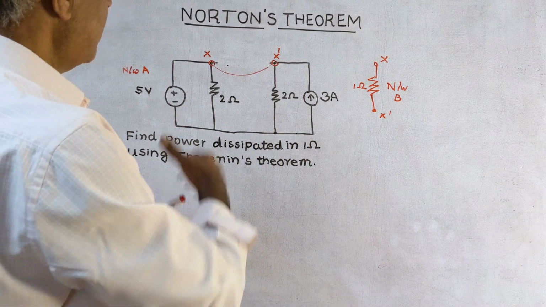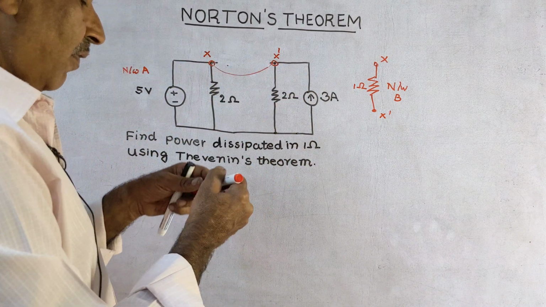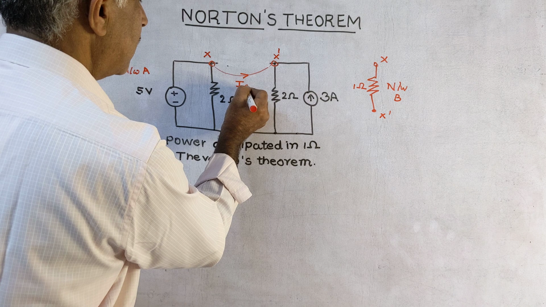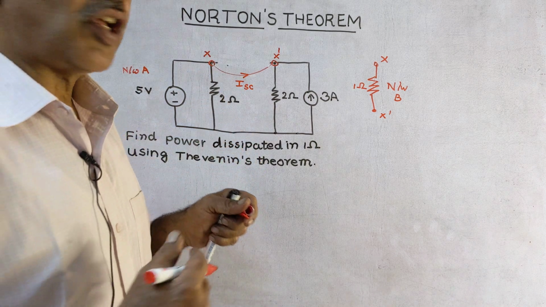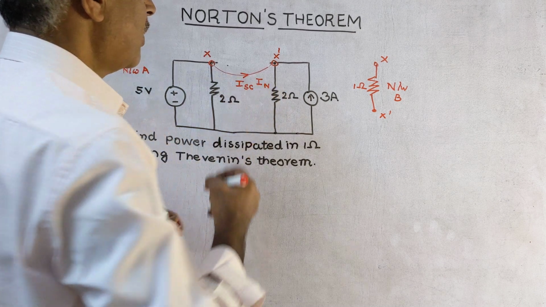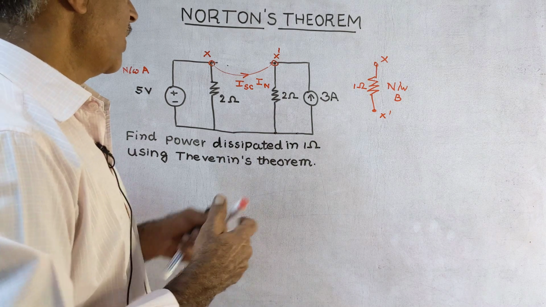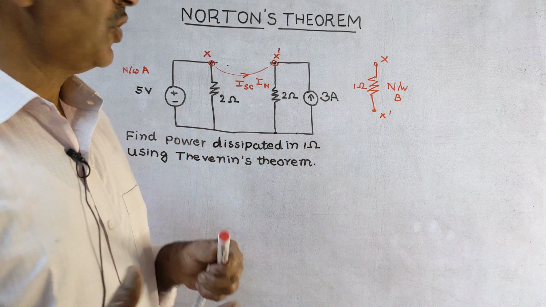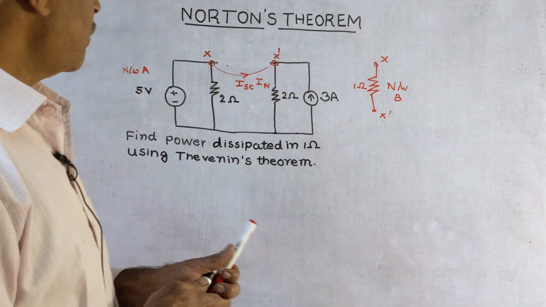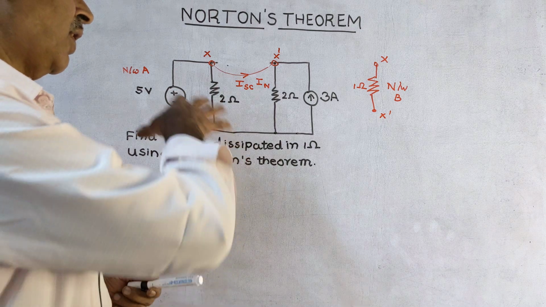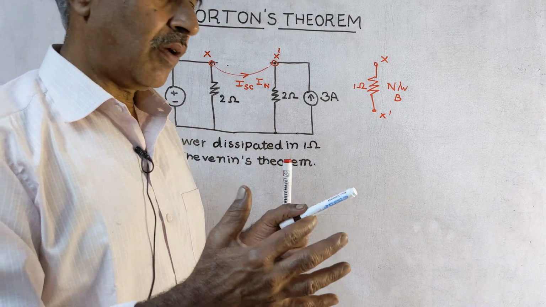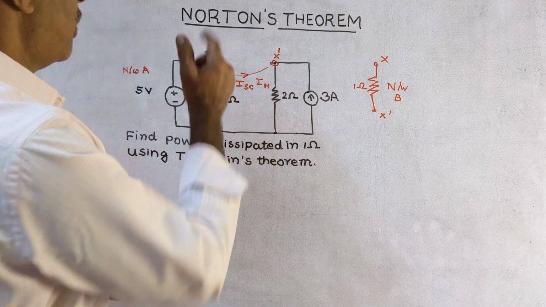Now, in this arrangement, I am supposed to find the short circuit current. This short circuit current is also called Norton current. Sometimes we use Norton current also, IN or ISC, short circuit current. So how to find the short circuit current? Now, here the network looks rather simple, so without any calculation, you can find easily what is short circuit current.